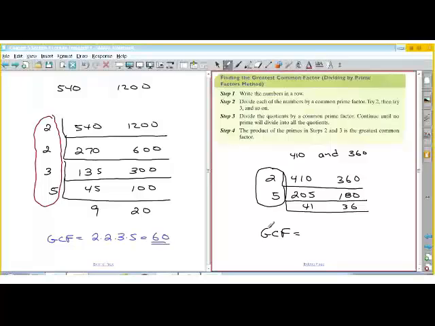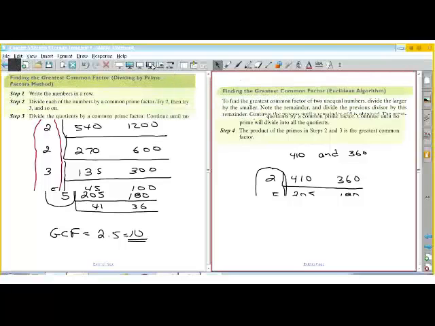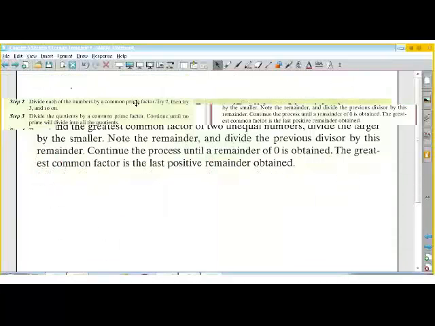So that leaves us with these two numbers. The greatest common factor is equal to 2 times 5, which is 10. But when you asked me, is 10 right, what I did is I divided both by 10, and I saw that one of them was a prime number. So I knew that was the right answer. Okay, so those are the two methods for finding greatest common factor.